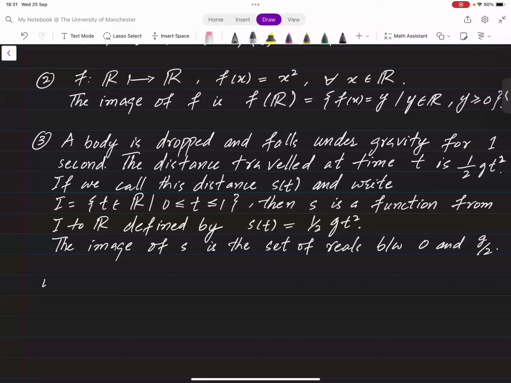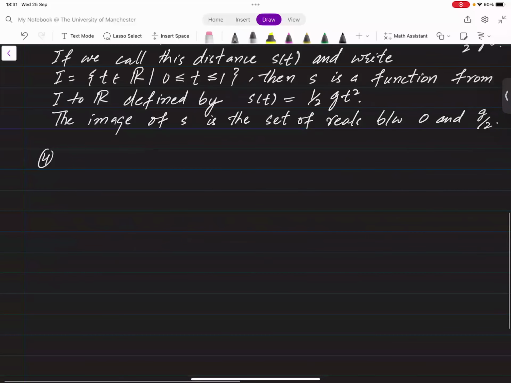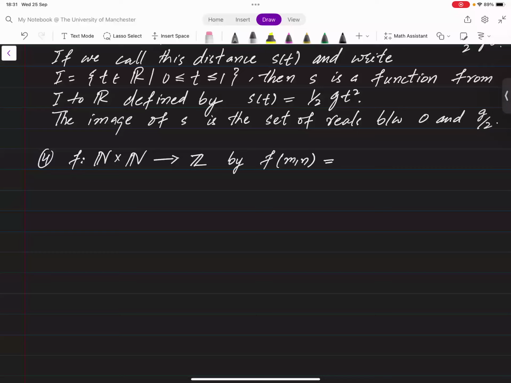Perfect. Number 4, let's define a function from N cross N to the integers by taking ordered pairs (m, n) to m minus n for all m, n in the naturals. The image of f is Z. The image of f is the set of integers again.